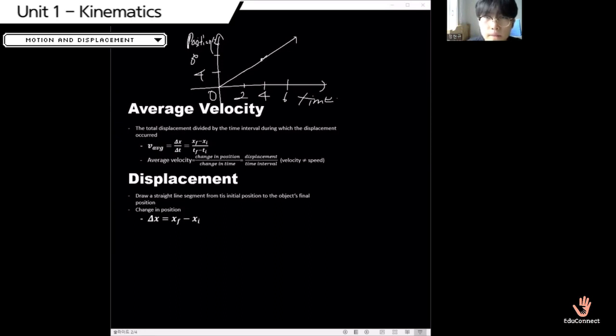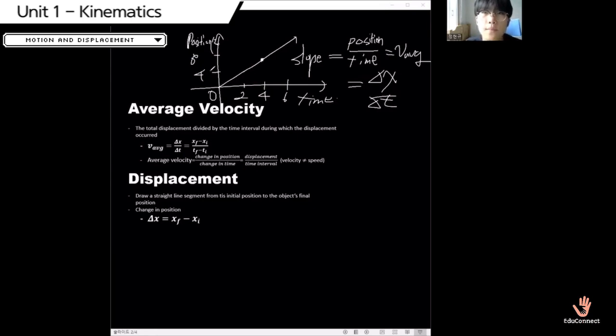In this graph, slope is equal to position over time. Oh, sorry, time over position. So this means that average velocity is equal to delta x over delta t. So in this position and time graph, slope is equal to average velocity.